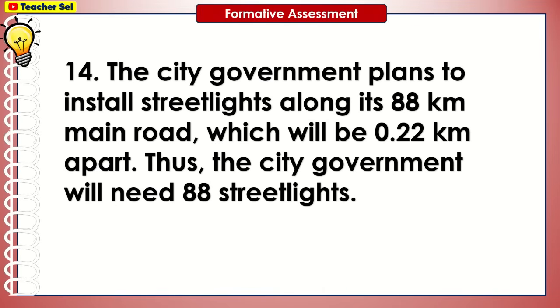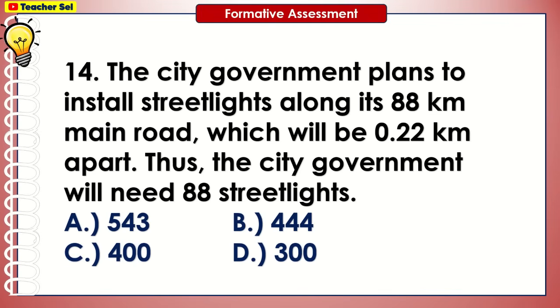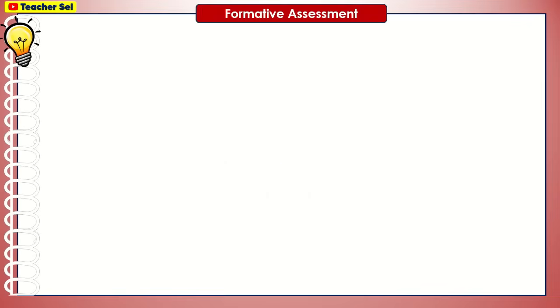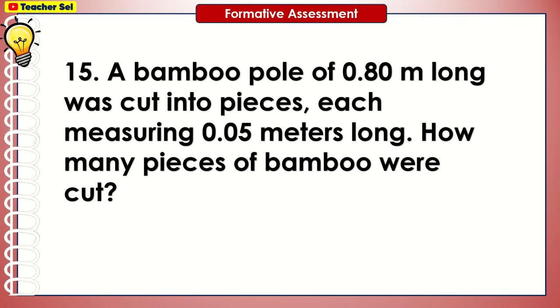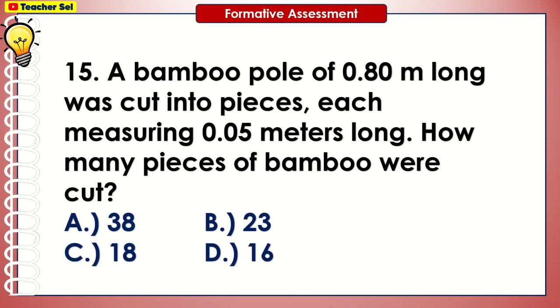The city government plans to install streetlights along its 88-kilometer main road, which will be 0.22 kilometer apart. Thus, the city government will need 88 streetlights. The answer is C, 400. A bamboo pole 0.80 meter long was cut into pieces, each measuring 0.05 meter long. How many pieces of bamboo were cut? The answer is D, 16.